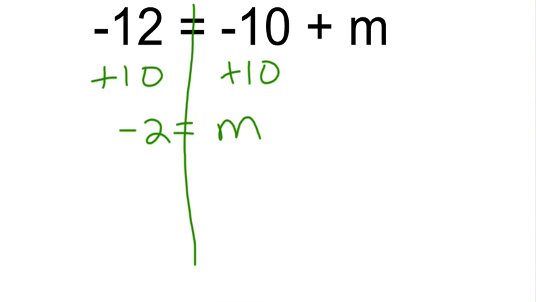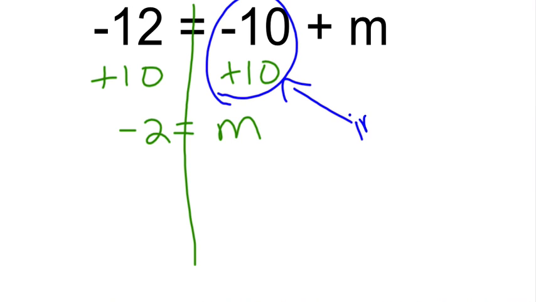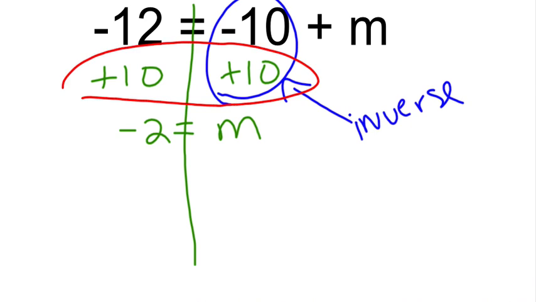Now, as we did with the last problem, let's talk about the properties that were used. The fact that negative 10 plus 10 is equal to 0, that is your inverse property. And when we added 10 to both sides of the equation, this is your equality property.